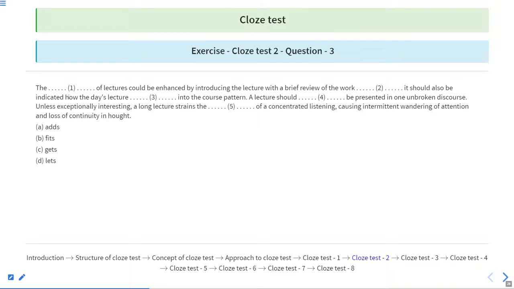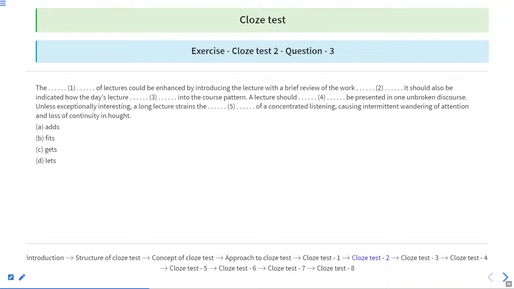So it will be how the day's lecture adds into the course pattern, how the day's lecture fits into the course pattern. This seems to be correct. How the day's lecture gets into the course pattern? No, not really, because it does not get into a course pattern. It already exists. A course pattern already exists.